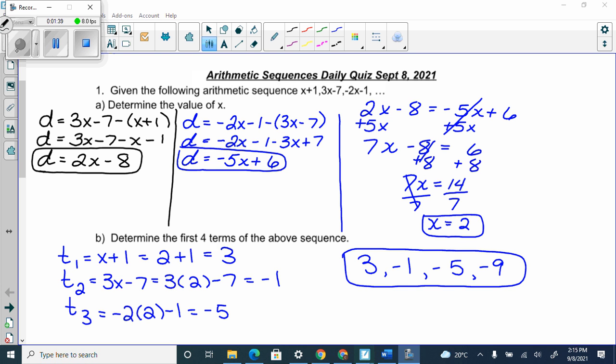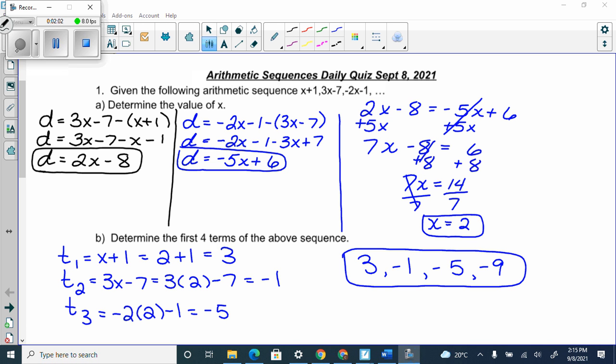For 1A, the order does matter. You have to do the term after minus the term before, right? That's how you get your D. So you have to do 3x minus 7 minus, in brackets, x plus 1. And then you do negative 2x minus 1 minus, in brackets, 3x minus 7. They both equal D, so you can set them equal to each other and solve for x.